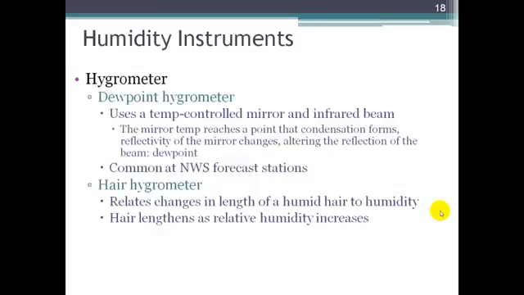Believe it or not, humidity is also measured through human hair, a hair hygrometer. As many of us know, I'm a woman with long hair who grew up in Indiana, so I know well that humidity makes your hair really funky. It makes it full of moisture, kind of fatter and longer as relative humidity increases. So a hair hygrometer takes human hair as a way to measure the amount of humidity in the air based on how that hair behaves.